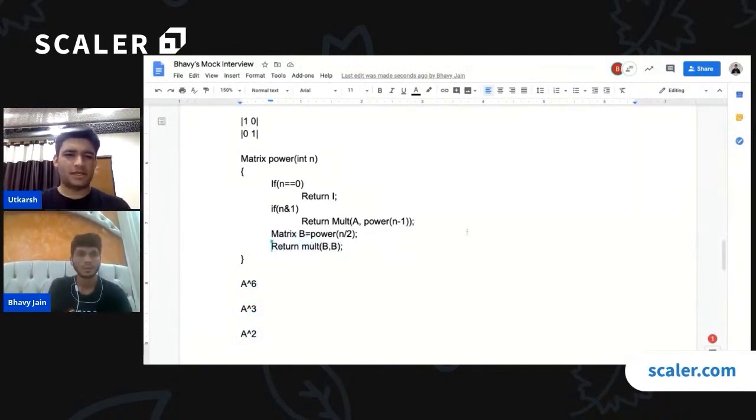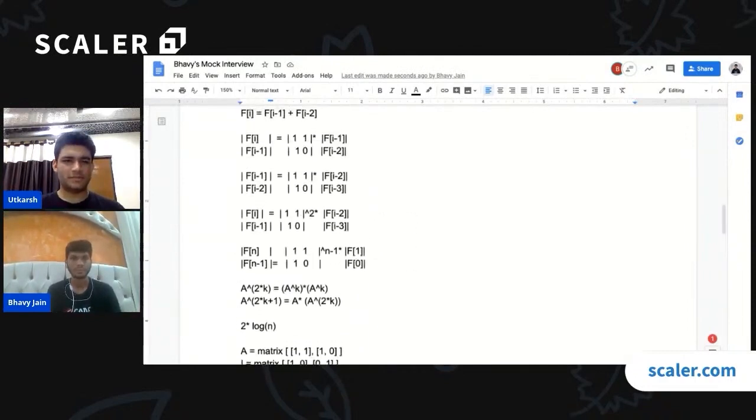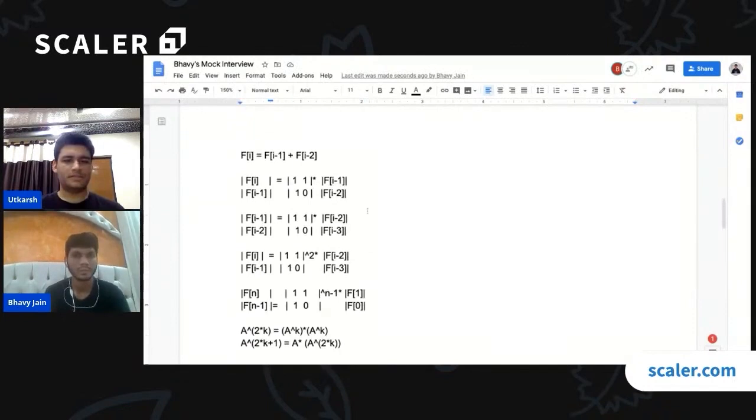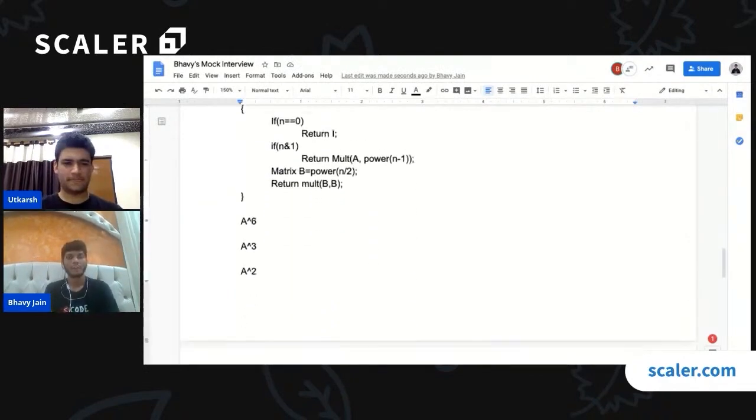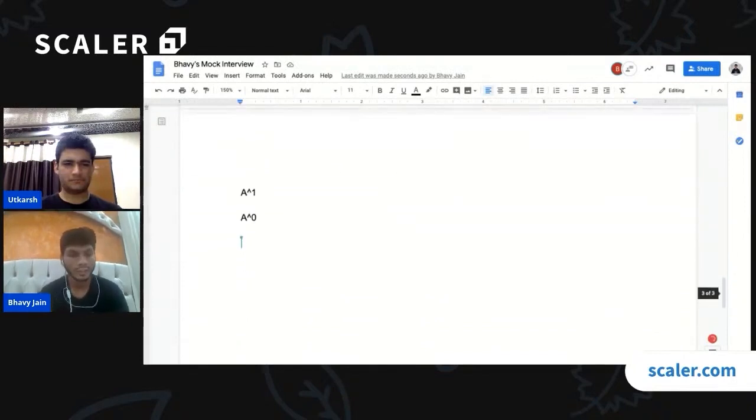Correct. And as you explained, the time complexity will be order of log n, right? Order of log n. Yeah. Okay. So using this, as you explained, based on the matrices, we will be able to find f of n, the nth Fibonacci term. Can we find s of n using the same series? So, if we can find a similar recurrence for s of n, then we can find it.